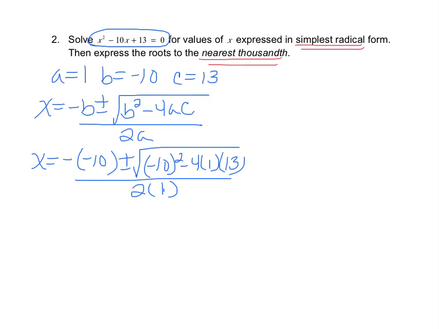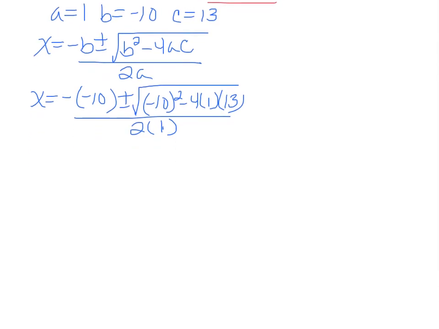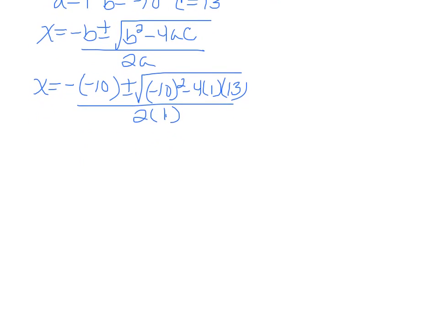Alright, let's neaten this up and see what we end up with. So I've got my calculator in front of me. So I have x equals the negative of a negative 10 is a positive 10, plus or minus the square root of, I don't know. So on my calculator I've got parentheses negative 10 close parentheses squared minus 4 times 1 times 13, enter. Tell me what you got. Hopefully you ended up with 48, just like I did on my calculator. And then on the bottom, 2 times 1 is 2.